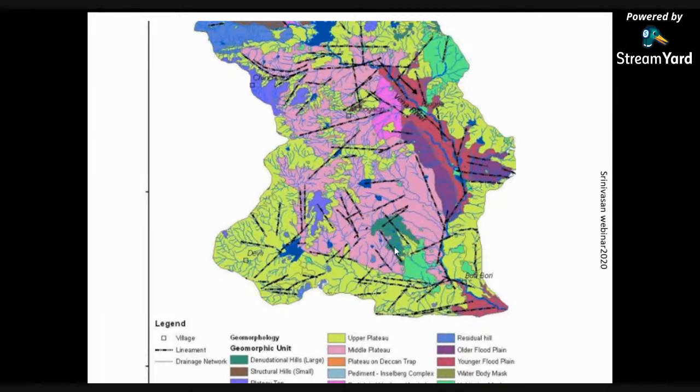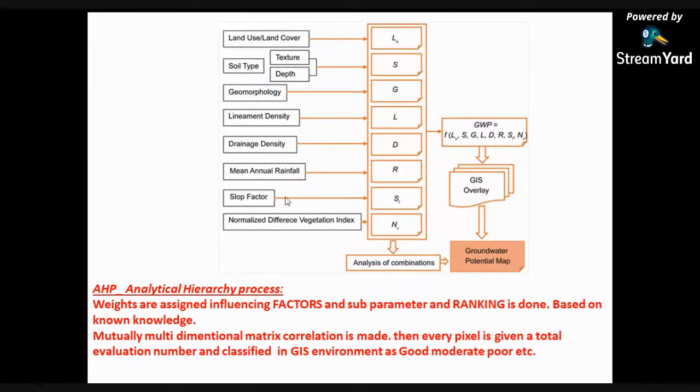So this is a basic geomorphological map with all the other data. We are now layering one after another: the geomorphology, lineament, drainage, rainfall factor, slope. So, a multi-thematic layer. Yesterday, some of you were asking about that. Maybe tomorrow also you may learn a little bit on this.